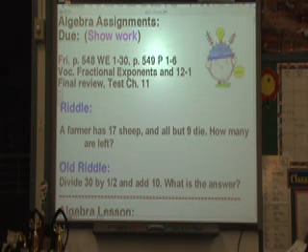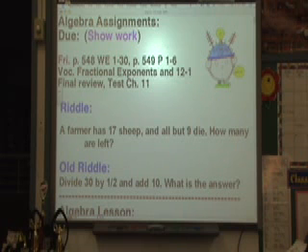Tomorrow's assignment is page 548, written exercises 1 to 30, and page 549, problems 1 to 6. And in your notebooks, you need to copy vocabulary, fractional exponents, and 12.1. The test for chapter 11, you will start it today in literature class and finish it tomorrow.